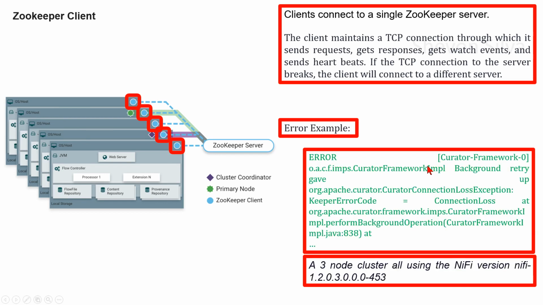As an error example, we can consider this one error: Background retry gave up, org.apache.curator ConnectionLossException, and other information are available here. This occurred in a 3-node cluster, all using NiFi version 1.2.0.3.0.0.5.